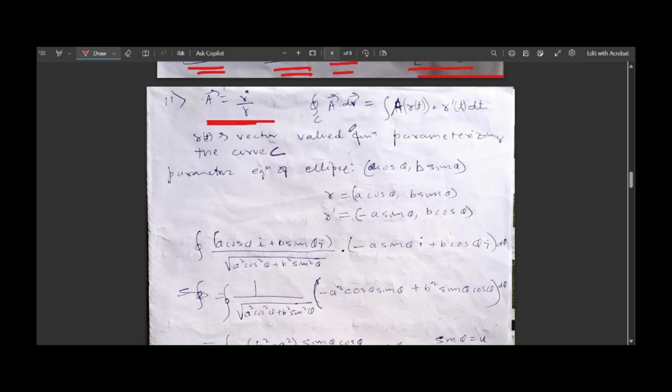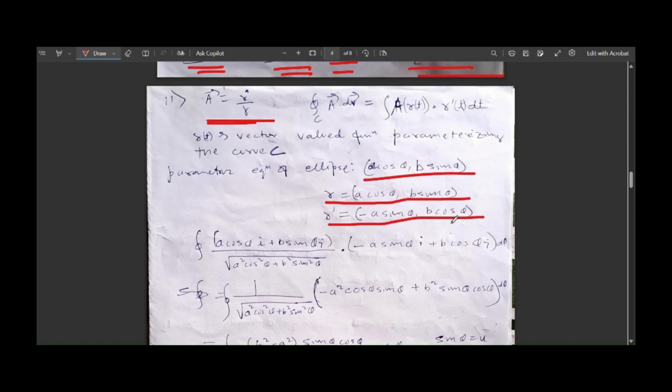We have to find this, and the formula is A dot dr is equal to A dot r dash dt. We have to write the parametric equation of the ellipse. The parametric equation of the ellipse is a cos theta comma b sin theta. If we consider r as a cos theta, b sin theta, then r dash is minus a sin theta, b cos theta, and we put the whole thing in the formula r cap by r.